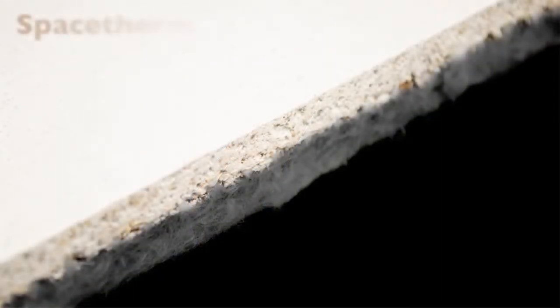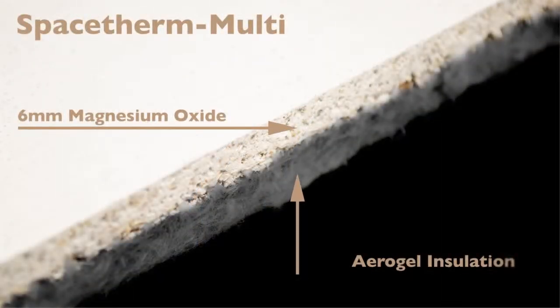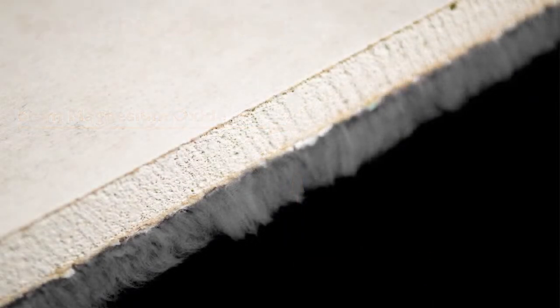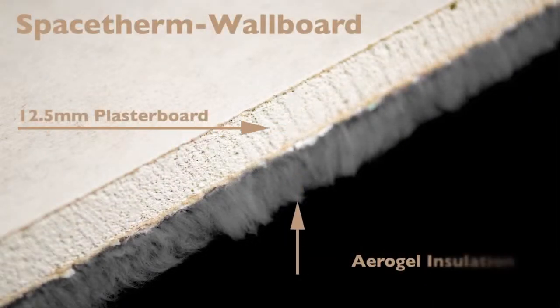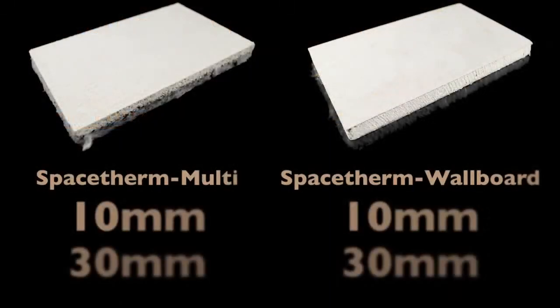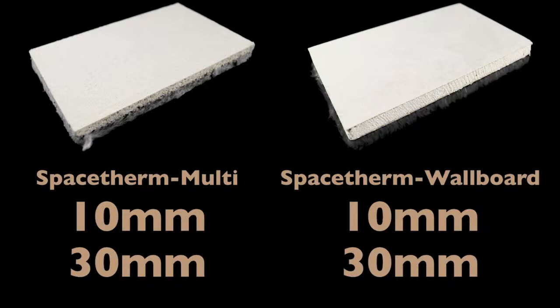We'll consider 4 different cases to upgrade this wall using Spacetherm systems. Firstly, the Spacetherm multi-system, with a thin 6mm magnesium oxide facing and no additional vapour control, giving a vapour permeable solution. Secondly, the Spacetherm wallboard, using a conventional foil-backed vapour check plasterboard facing. For both facing types, 10mm and 30mm of insulation will be used, representing both the bare minimum thermal upgrade and one achieving performance closer to modern building regulation standards.